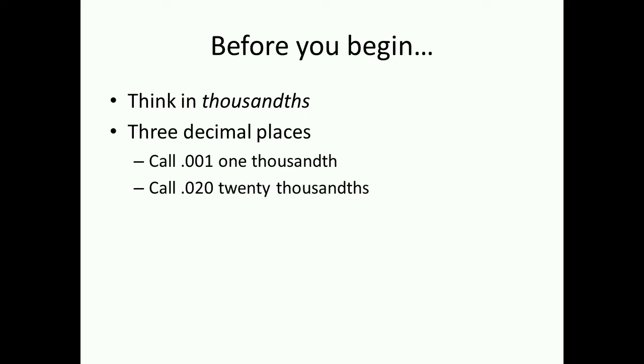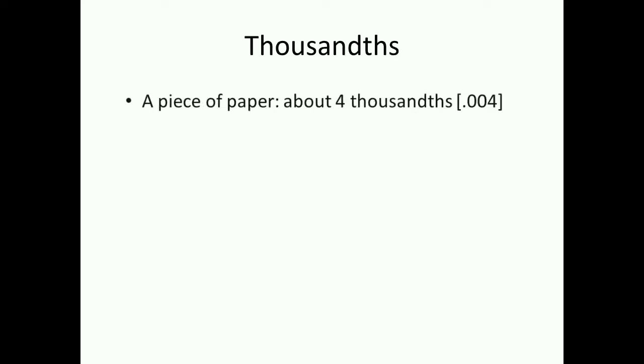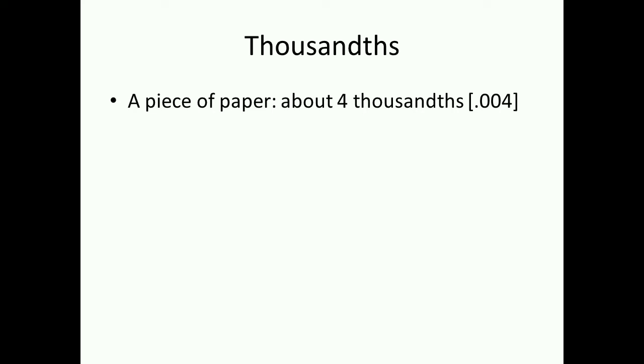0.020 is 20 thousandths. 0.9 would be 900 thousandths. A quarter of an inch, you would say, is 250. 0.375, think of that as 375. So how much is a thousandth of an inch anyway? Kind of some rules of thumb.